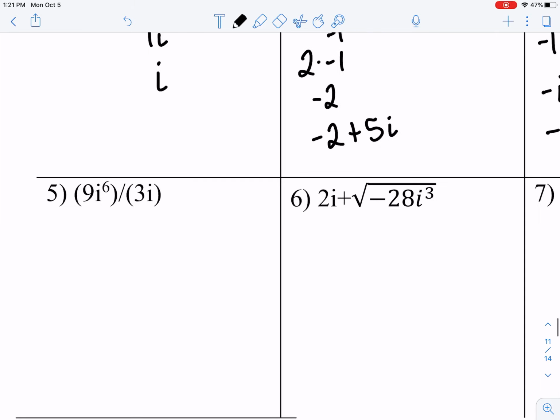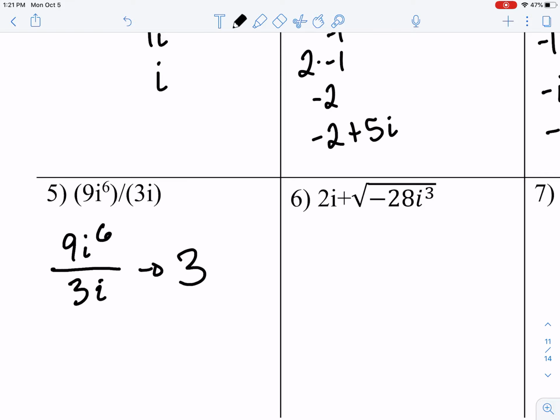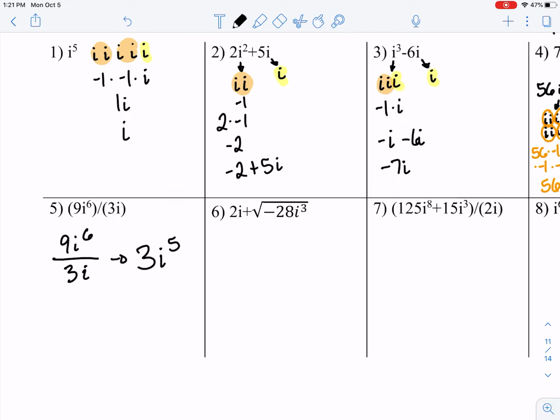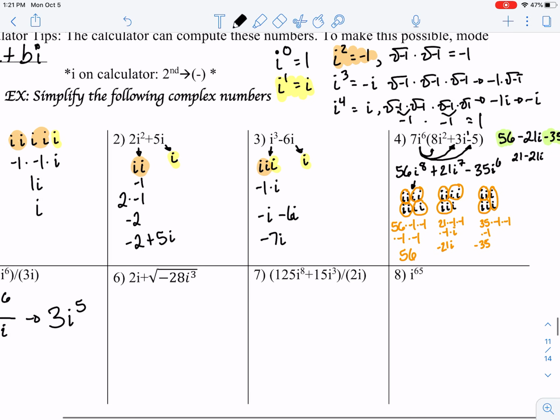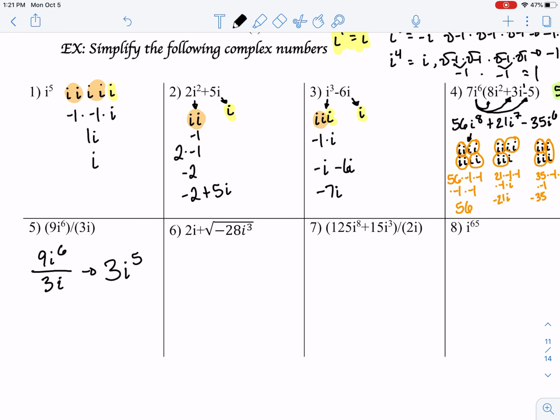So again, I'm going to rewrite this to make it look like something I'm used to. I know I divide my numbers, subtract my exponents, come back up here to my properties. I know I to the 4th is 1. So 5 minus 4 is 1 left over. So it's just going to be 3i. Again, the more you do these, the quicker you can go at them.